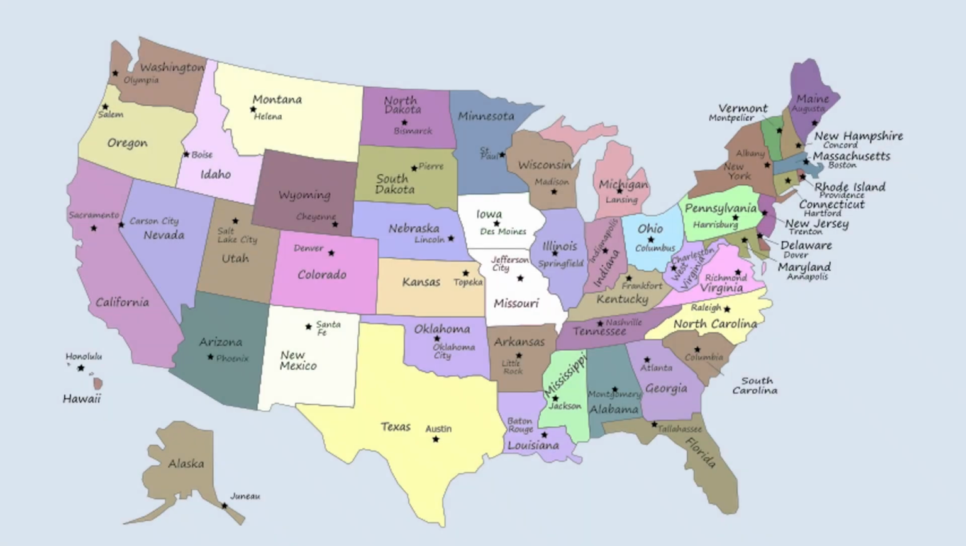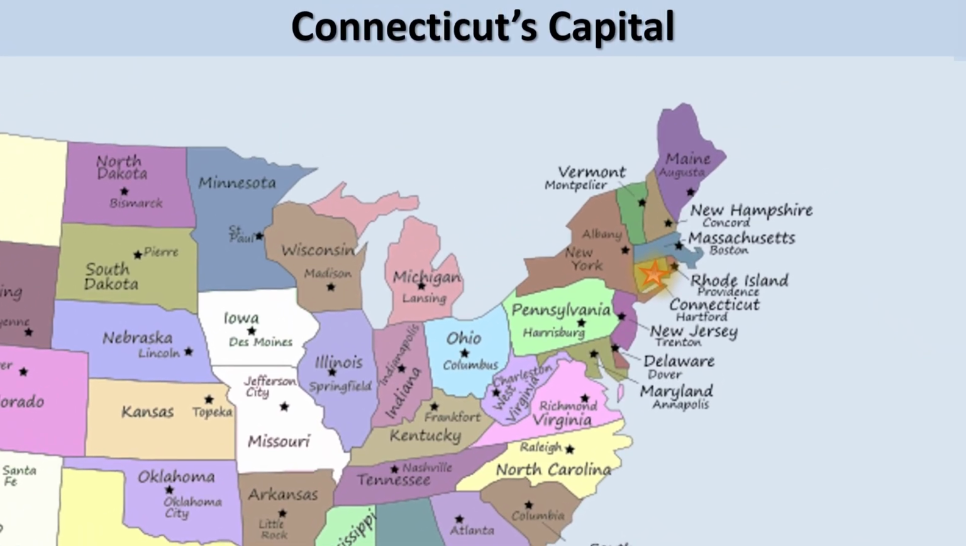Each state and each territory of the United States has its own capital city. The three branches of state government have their headquarters in the state capital. For example, the Connecticut Supreme Court, the Connecticut General Assembly, and the offices of Connecticut's governor are all based in Connecticut's capital, Hartford.